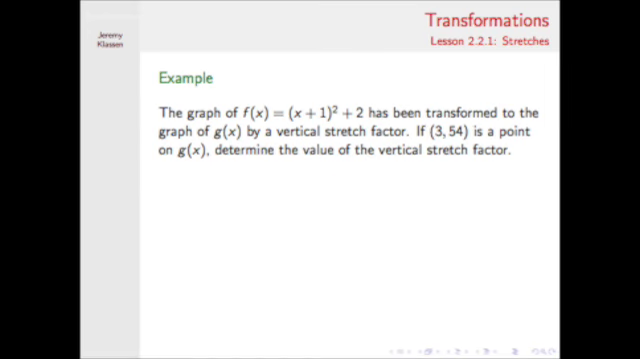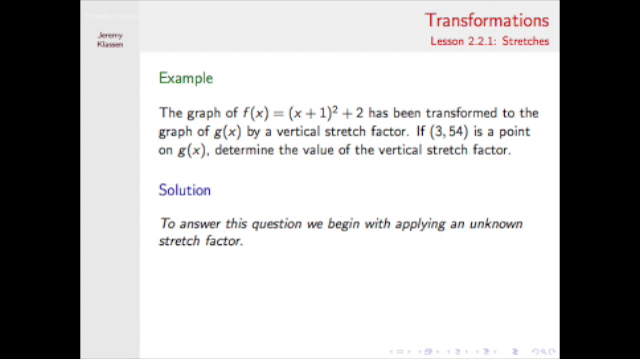This next example tells us that the graph of f(x) = (x + 1)² + 2 has been transformed to the graph of g(x) by a vertical stretch factor. If the point (3, 54) is a point on g(x), determine the value of the vertical stretch. To answer this question, I think the easiest thing to do is to begin by applying an unknown vertical stretch factor, and then using the information that we have to figure out what that factor must have been.